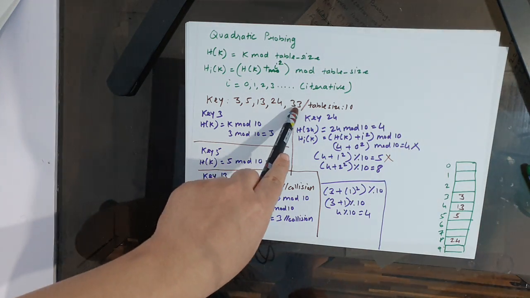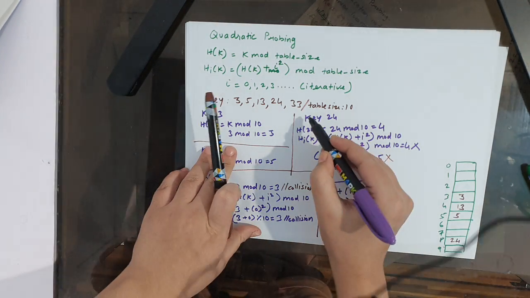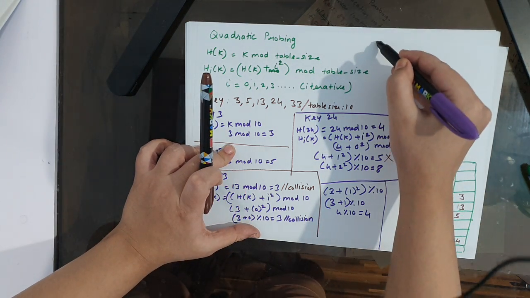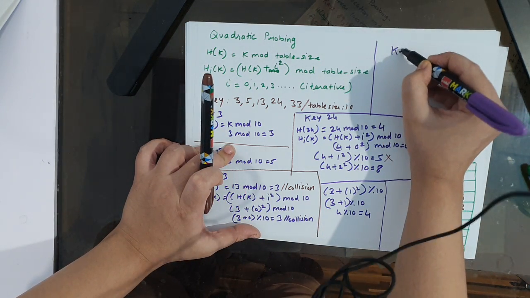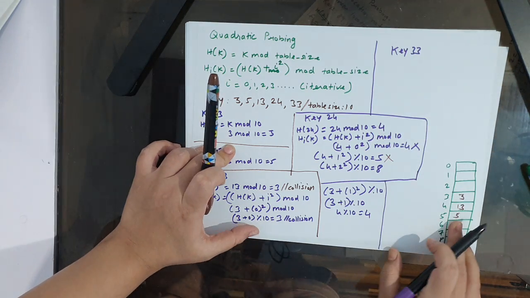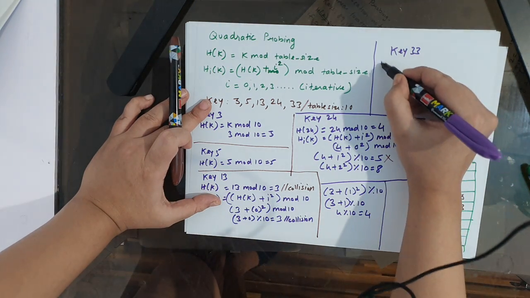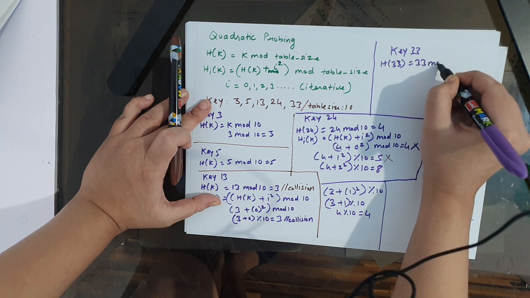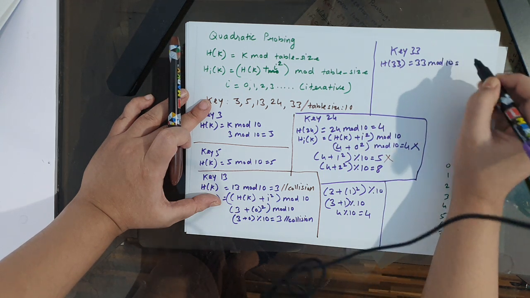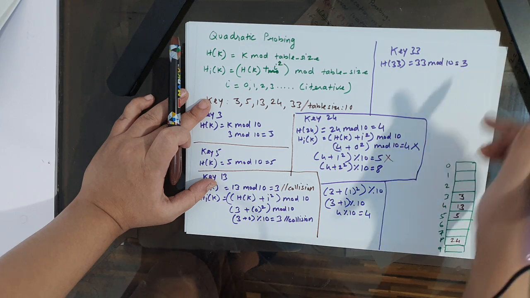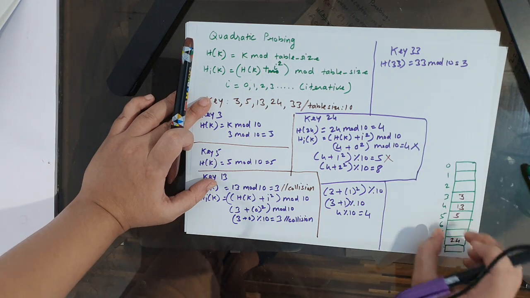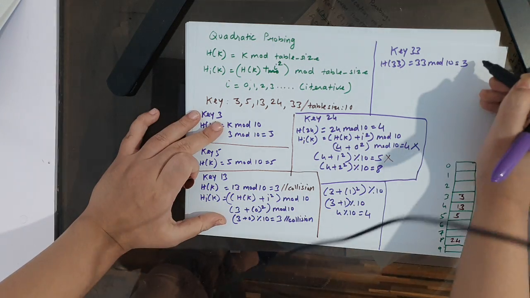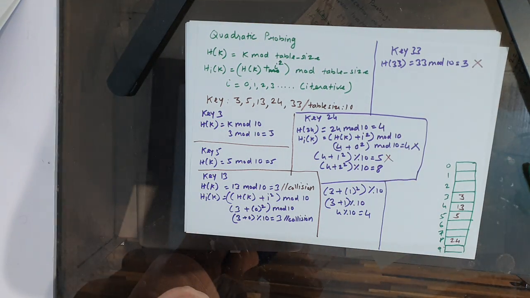Now we go to our last and final element, which is 33. So your key is now 33. Let's find the normal hash function, 33 mod 10. The answer will be 3. Is 3 available? No, 3 is not available. So it's again a collision, and this is not going to work.